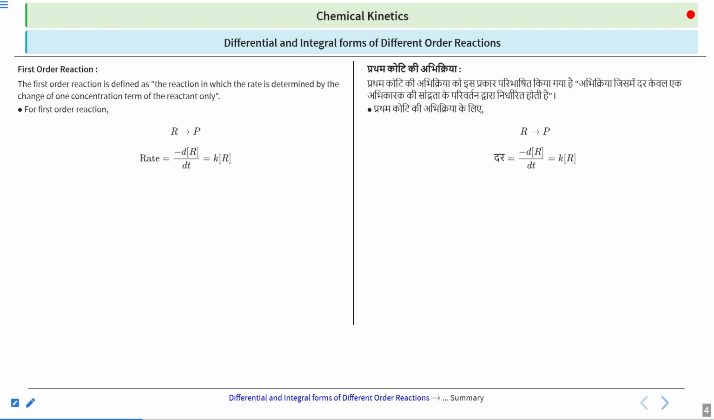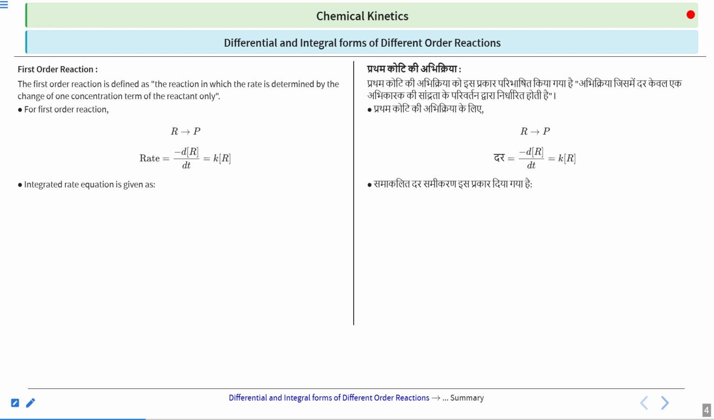This can be given as K multiplied by the concentration of the reactant R. Now the important thing here is that we are writing the differential form of the equation. So this is the differential form of first order.